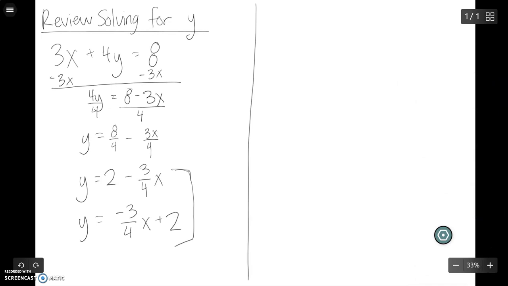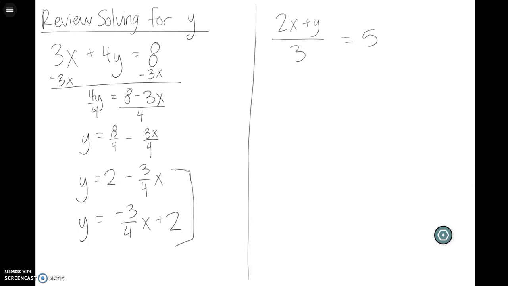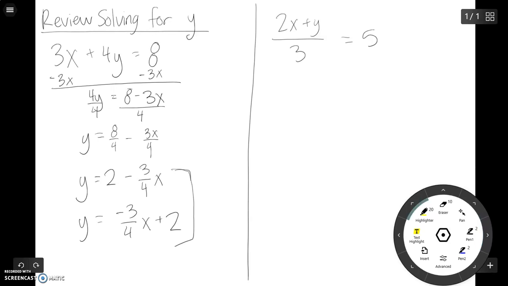Maybe it adds a different kind of trickiness to it. So let's say I have 2x plus y all divided by 3 is equal to 5. So this one looks a little more complicated than the other one did, but this one will actually, I think, be a little bit easier for us to solve. So we're trying to get y by itself, so we need to get rid of everything that's surrounding the y, which means that we need to get rid of that 3 and that 2x.